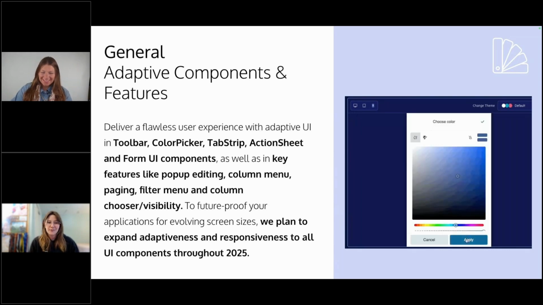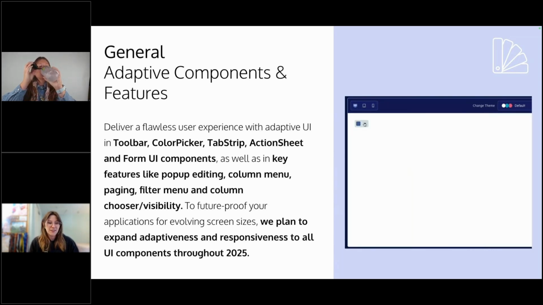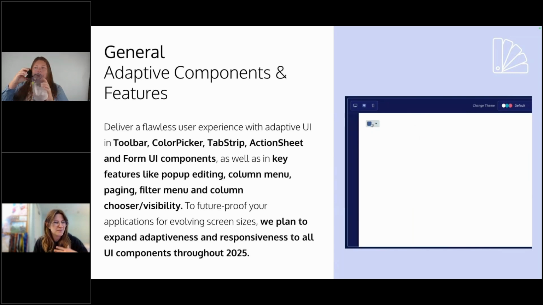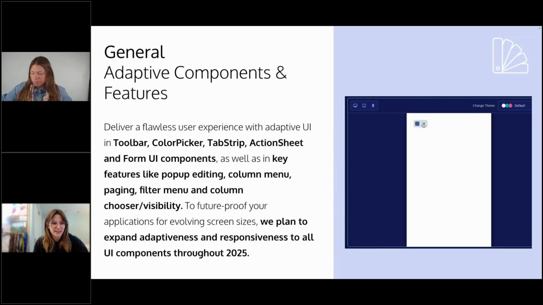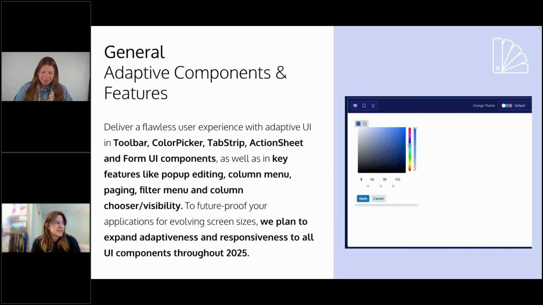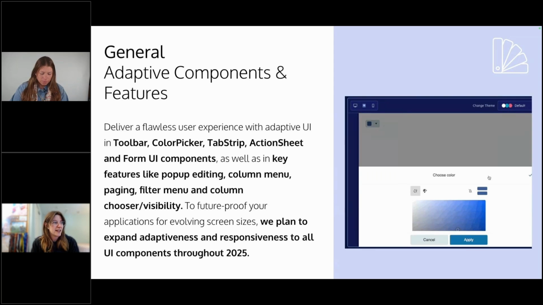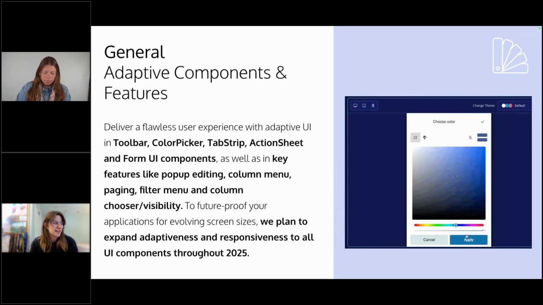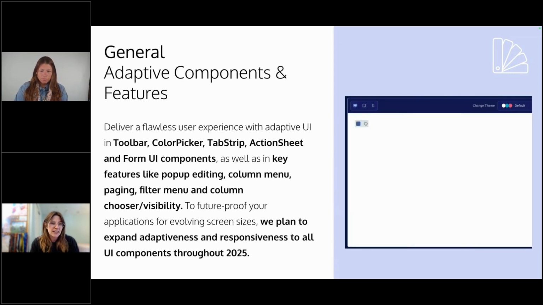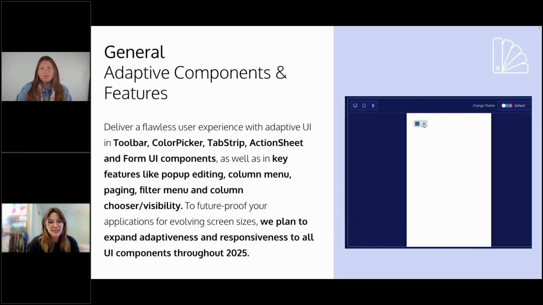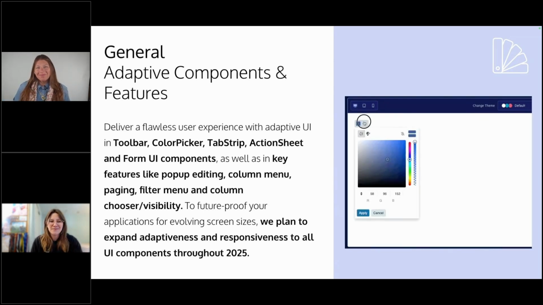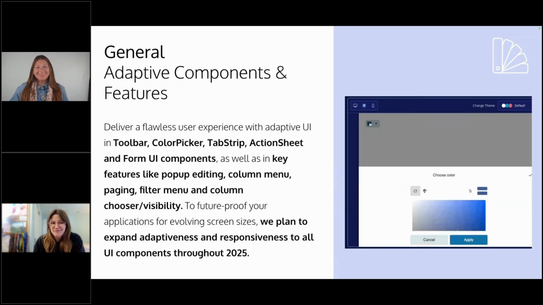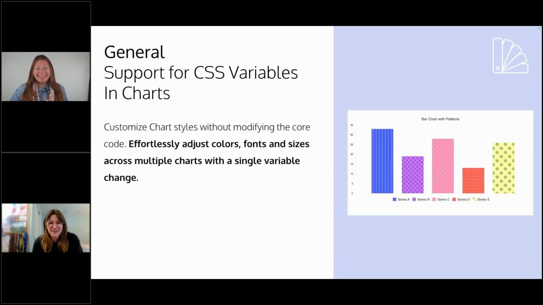We've seen some great examples. The grid stuff coming to KendoReact 2, I'll touch on that as well. That rolled out, I think, across all of our component libraries is the updates to the adaptive grid. But yeah, a couple other components as well, the toolbar, color picker, which you can see here, tab strip, action sheet, and the form, as well as some features, pop-up editing, column menu, paging, filter menu, and the column chooser / visibility piece. So all that functionality you'll see has this adaptive adjustment as well. So it's like good UX for free. It's great. What's not to love.